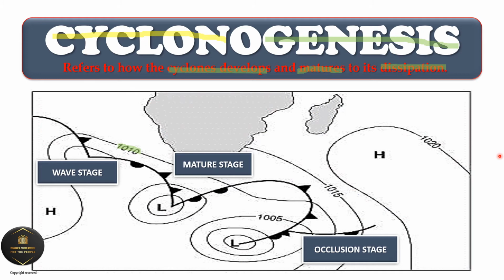So when we look at cyclogenesis, we're basically thinking about how the system forms. How does it move from its initial stage to its wave stage or developmental stage? And how does it move from the developmental stage to the mature stage? And how does it move from the mature stage to the occlusion stage? So that's what we're basically thinking about here.